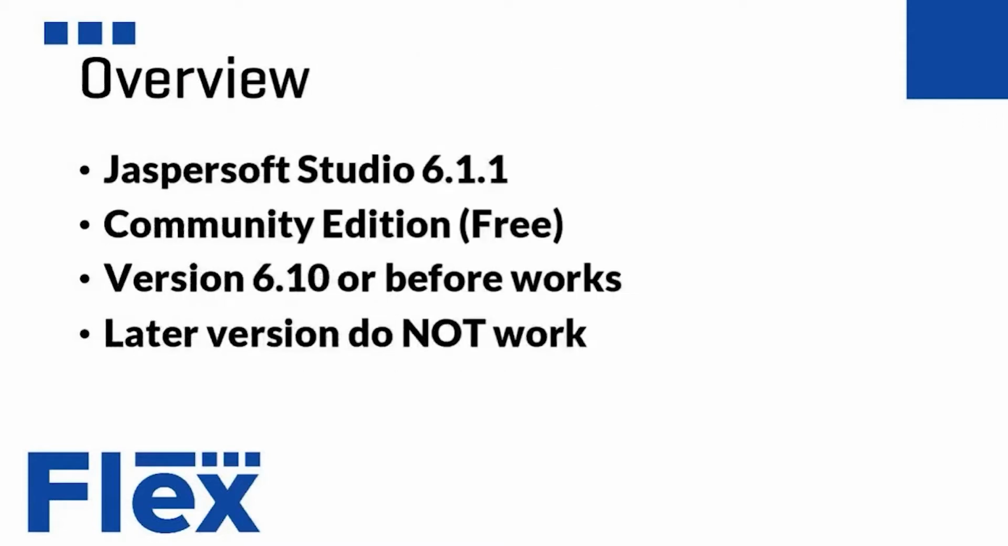So the first little overview that I want to say is that the third-party software that we use for this is called Jaspersoft Studio. Flex on the back end runs version 6.1.1. Now, you can get later versions, but that is what Flex is actually running, 6.1.1. When we go to get this, you want to make sure you get the Community Edition, because the Community Edition is free. We have specifically chosen this software so that we can let customers go get it, and you don't have to go buy an expensive software package.